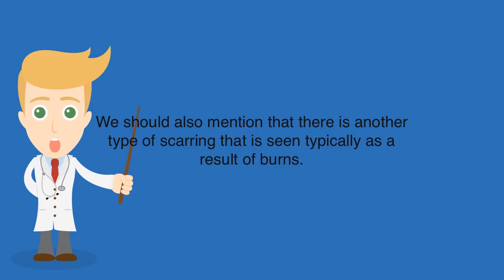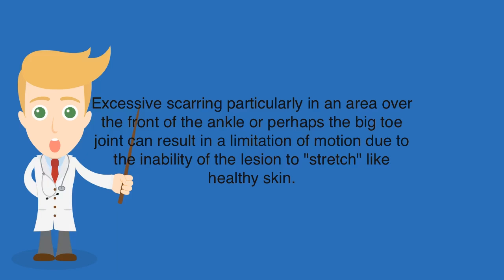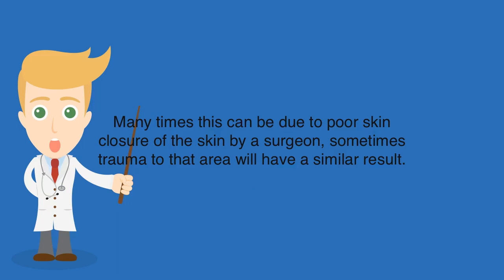We should also mention that there is another type of scarring that is seen typically as a result of burns. Burns cause a contracture type of scarring where the affected area becomes extremely inelastic and can be quite uncomfortable. Excessive scarring, particularly over the front of the ankle or perhaps the big toe joint, can result in a limitation of motion due to the inability of the lesion to stretch like healthy skin. Many times this can be due to poor closure of the skin by a surgeon. Sometimes trauma to that area will have a similar result.